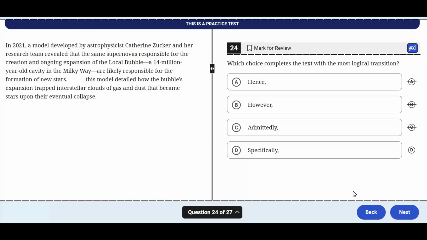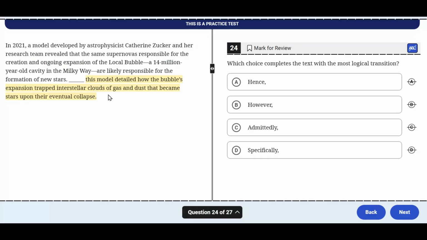One more question. Okay. In 2021, a model developed by astrophysicist Catherine Zucker and her research team revealed that the same supernovas responsible for the creation and ongoing expansion of the Local Bubble, a 14-million-year-old cavity in the Milky Way, are likely responsible for the formation of new stars. Blank. This model detailed how the bubble's expansion trapped interstellar clouds of gas and dust that became stars upon their eventual collapse. Okay, so this last sentence goes into more details.